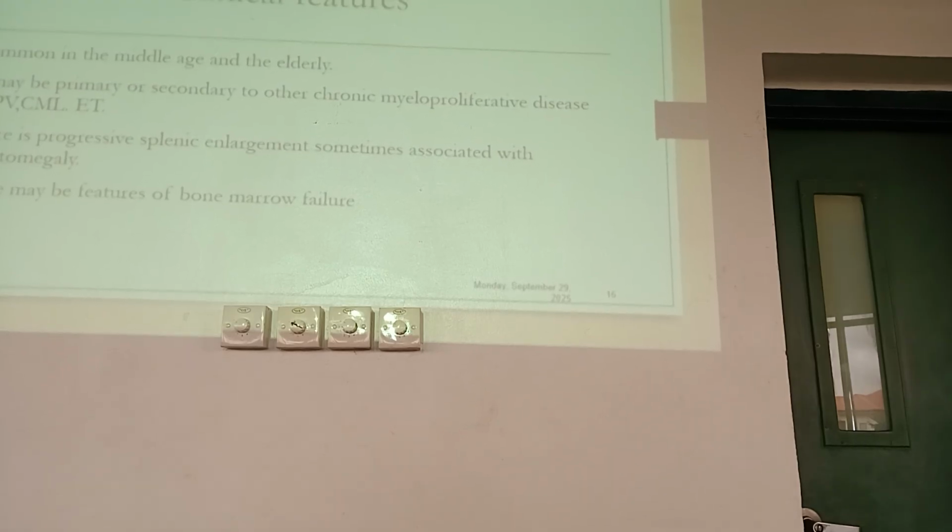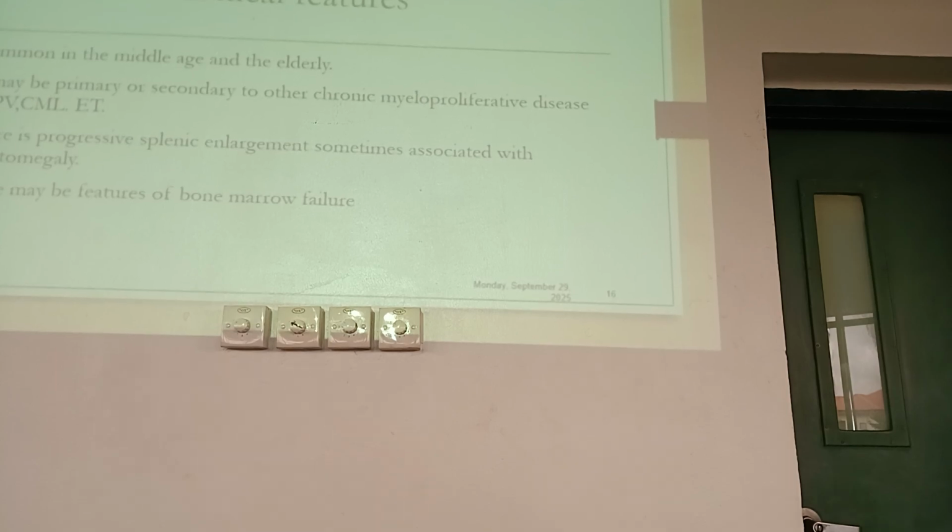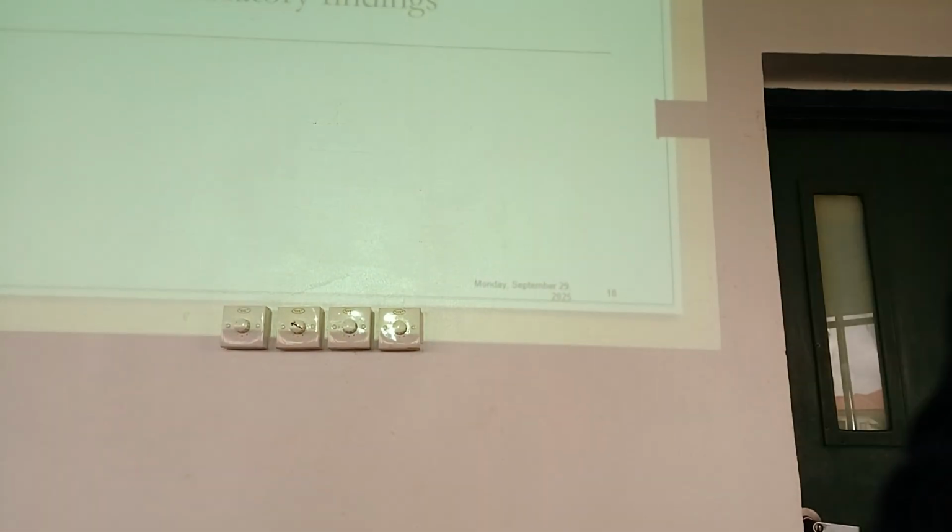So most of them will present with massive splenomegaly. How do you describe massive splenomegaly? The spleen is big, from the left it extends to the right iliac fossa. So most of the time it is due to secondary hemopoiesis, and massive splenomegaly is almost always part of it.